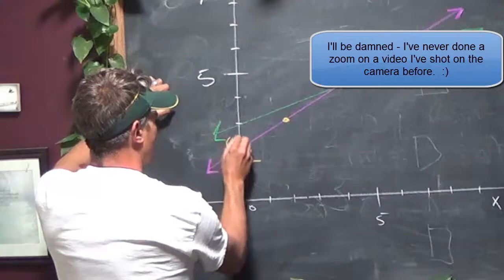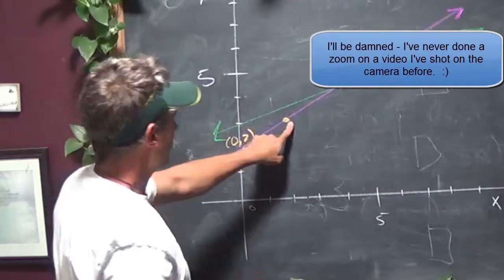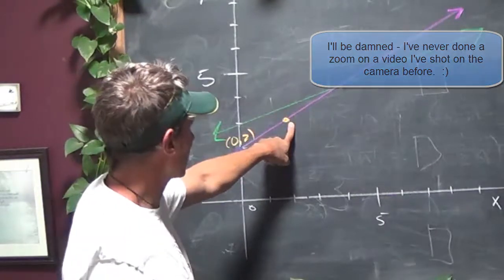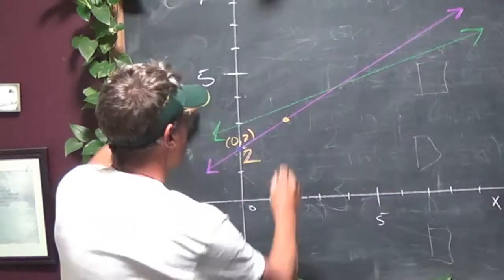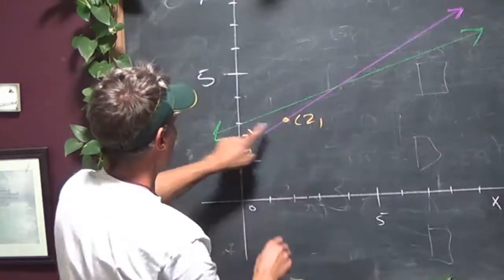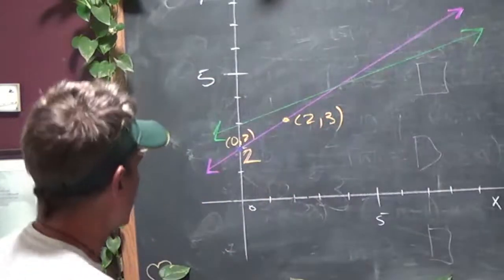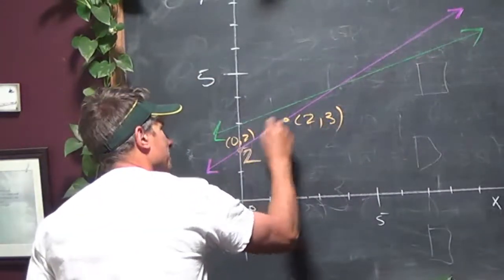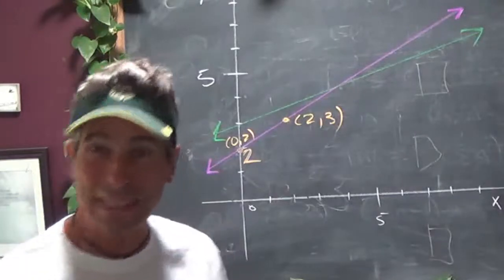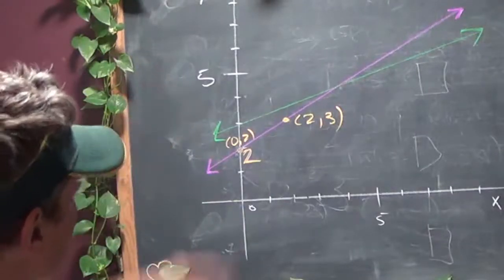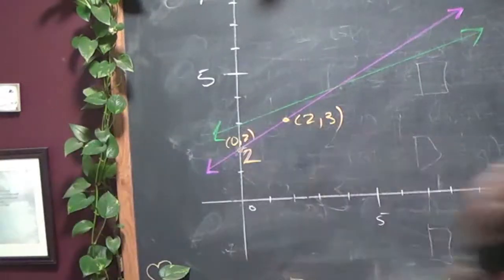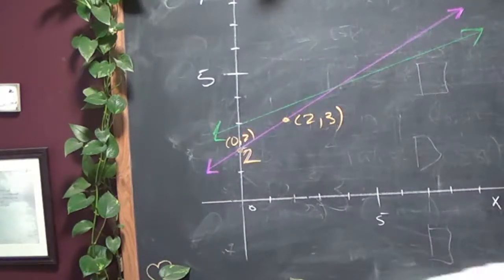Now this point here is 0, 2. The point we traversed up to here is over at 2, and it went up to a y-coordinate of 3. So to go from the y-intercept up to the next point, I went from 0, 2 to 2, 3. Now, what does that mean slope-wise?